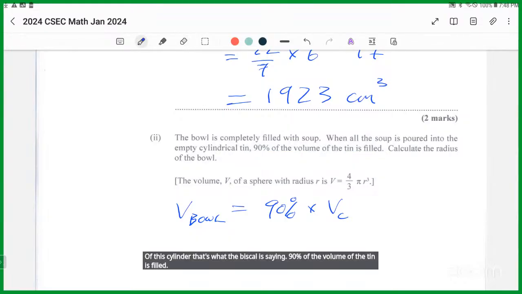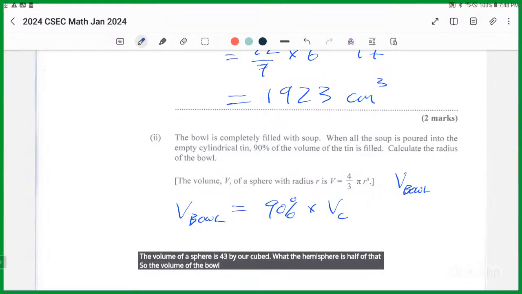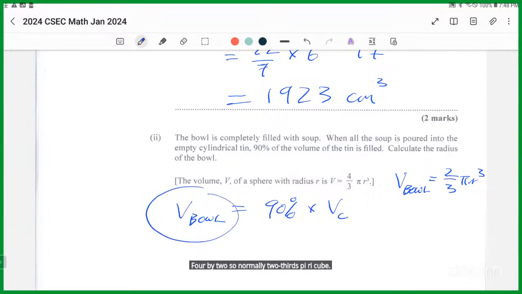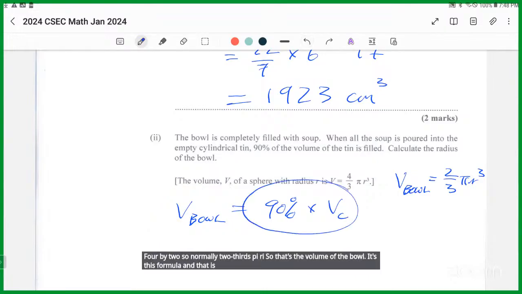All right, it says calculate the radius of the bowl. Now they give you a formula here. The volume of a sphere is 4/3 pi r cubed. But the hemisphere is half of that. So the volume of the bowl is going to be half of this. So let's divide this 4/2. So it's going to be 2/3 pi r cubed. So that's the volume of the bowl. It's this formula. And that is equal to 90% of the volume of the cylinder, which is this.